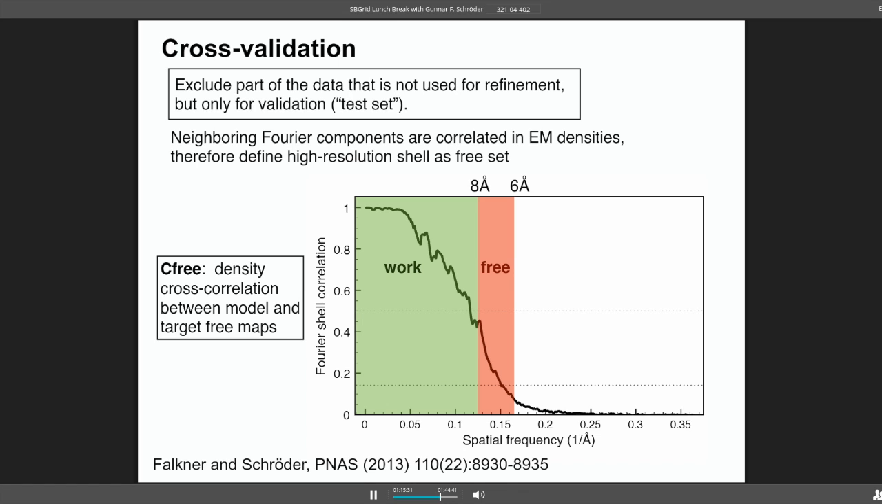for two reasons. One, it's of course most sensitive to changes or errors in your model, and plus it already contains a quite low signal to noise ratio. So the noise is already quite large in the very high resolution shells. In practice, you can typically use a Fourier shell that you wouldn't even include in your refinement or in the map calculation, because it contains so much noise.